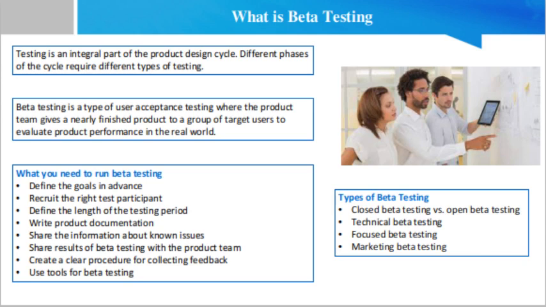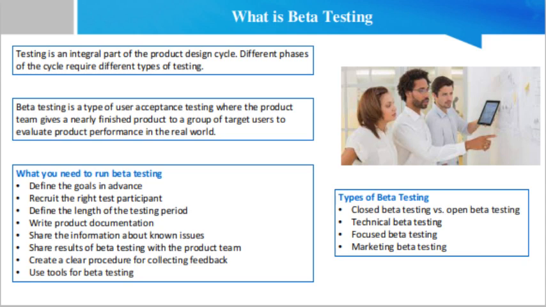Share the information about known issues with test participants. If your product has some known issues that have a negative impact on user experience, it's better to share the list of issues with test participants before starting beta testing. By doing that, you make test participants more tolerant of the issues. Share results of beta testing with the product team and stakeholders. Design team, development team, QA, and product management all should receive results of beta testing.